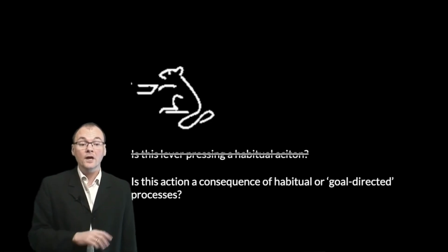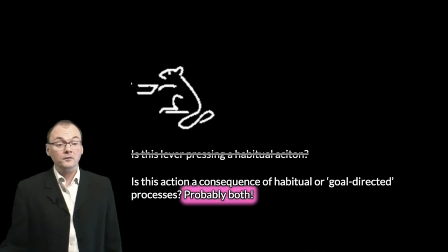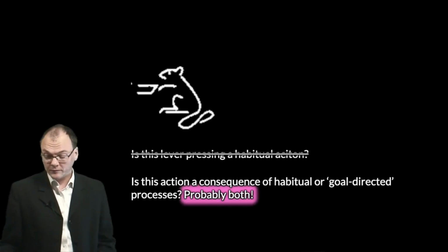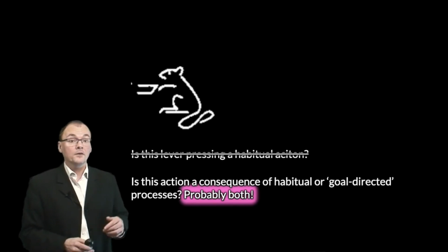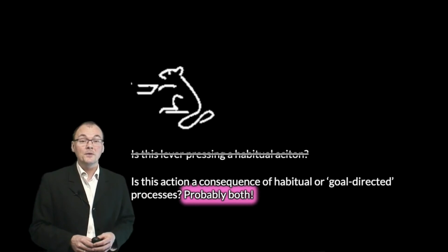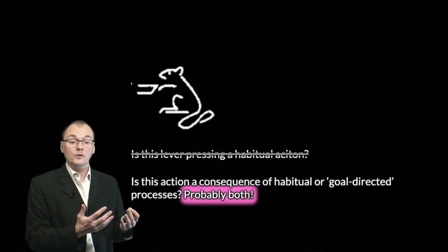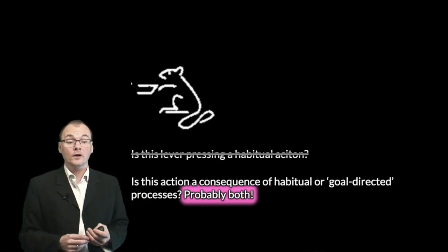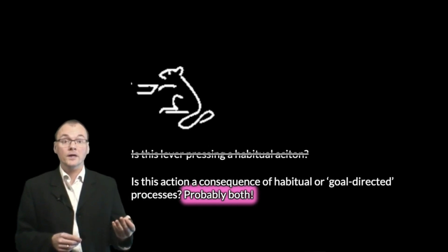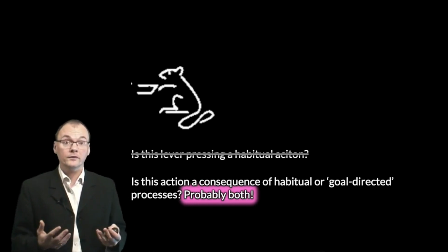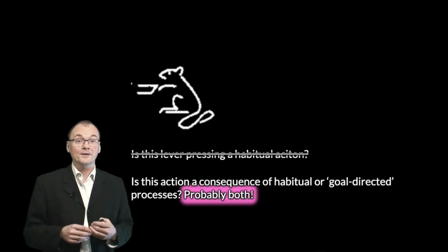What we can ask is whether the action is a consequence of habitual or goal-directed processes, and the answer in this case is probably both, right? In this case, what we've seen is that both processes are at work. And in the next section, when we look at some evidence for the dual process theory of instrumental action, we're going to find that the same is true of some human actions as well. My actions and your actions are probably partly but not exclusively a consequence of habitual processes, and partly but not exclusively a consequence of goal-directed processes.